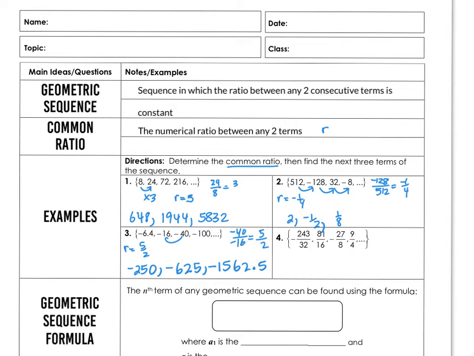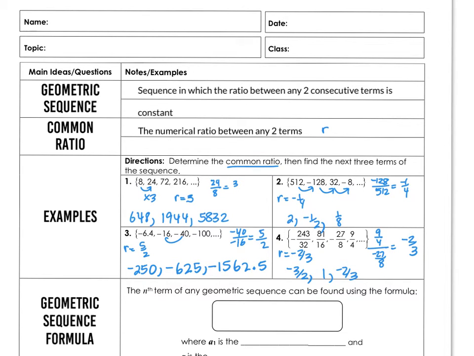Now this one, any two terms here we can use to figure it out. Let's see, it'd be 9/4 divided by negative 27 over 8. And you could do this by hand if you like, or you can plug this in a calculator. But you get negative 2/3 right there. So R is negative 2/3. And the next few terms would then be negative 3/2, 1, and negative 2/3.